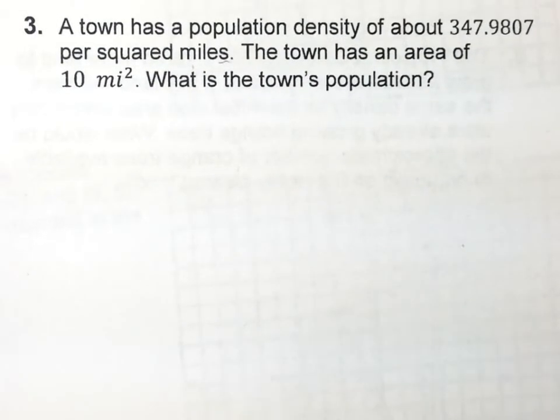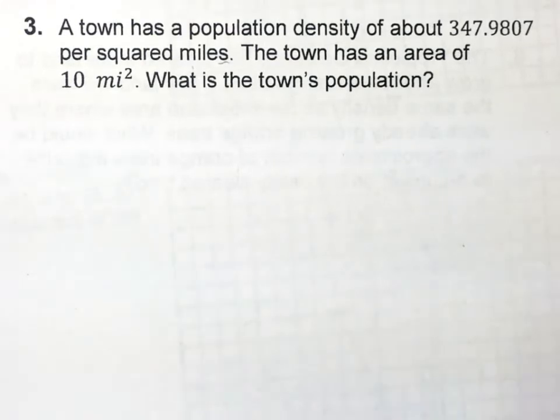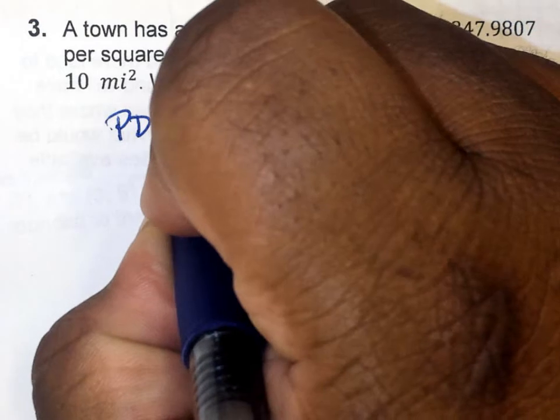Number 3, a town has a population density of 347.9807 per square mile. The town has an area of 10 miles squared. What is the town's population? This one we find the population. Set the formula up again. PD equals pop over LA.